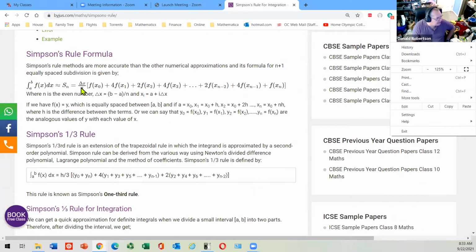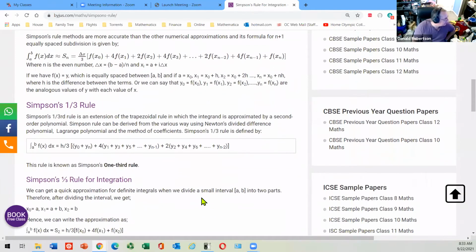Delta x over 3. The first guy, 4 of the next guy, 2 of the next guy, 4, 2. So the pattern is 1, 4, 2, 4, 2, 4, 2, 4, 2, 1. In other words, you keep doing 4, 2s until you get to the last guy. You see, that's quite a messy formula. I was hoping it was going to show you something quite interesting.